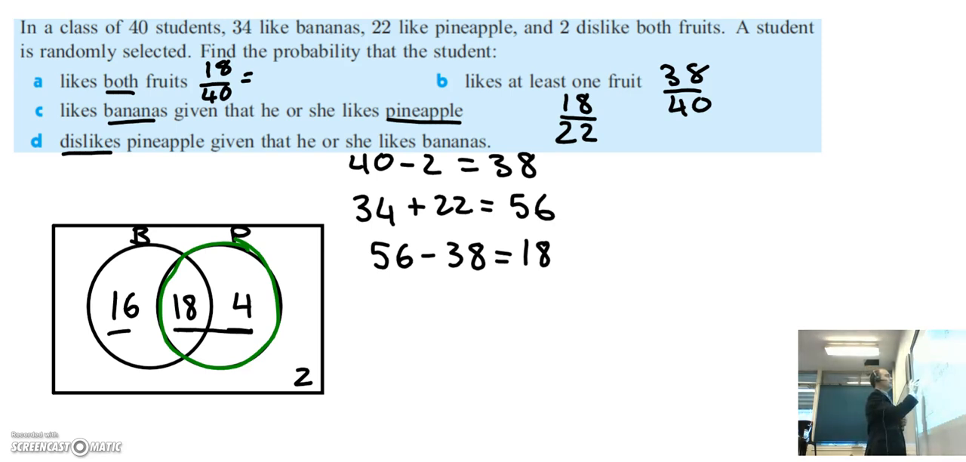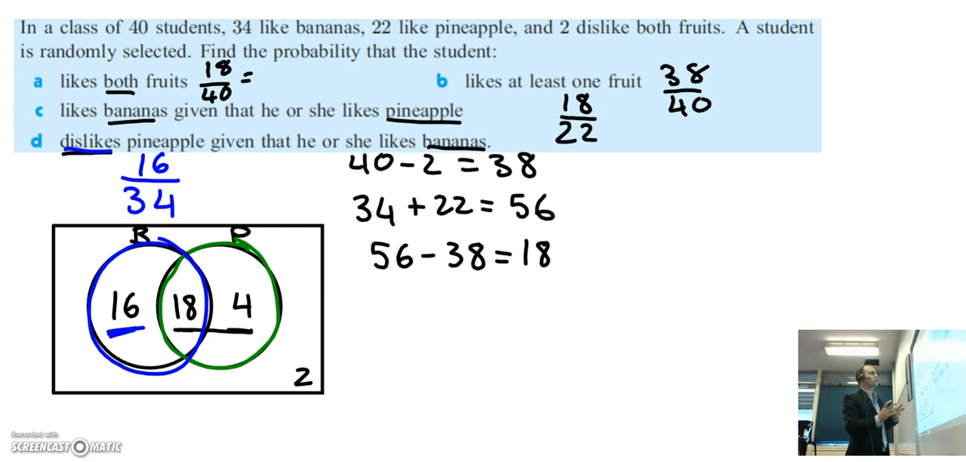Dislikes pineapple, so P dash, the complement of pineapple. Dislikes pineapple, given that he or she likes bananas. So these ones in my circle here like bananas. We know that there are 34 in there in total. So what's the probability that they dislike it? Well, we can see that these people don't like pineapple, so it's 16 people that like bananas, that don't like pineapples, out of the total of 34. And again, we'd go through and cancel that down.